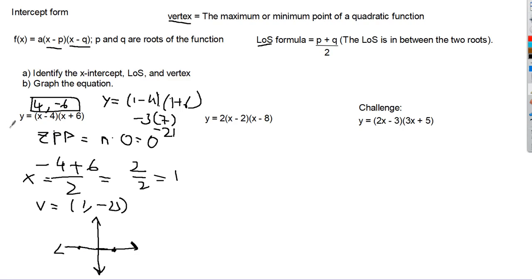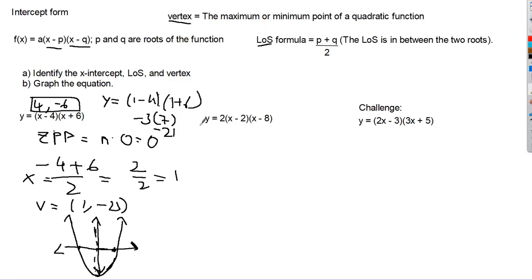Our equation opens upward because x and x multiply together to give x squared. You don't get negative. So our equation is positive, right? Our line of symmetry is x equals 1, so we're going to draw that right there. And then our vertex is at 1, negative 21, which is really down here. Okay, so this is how our equation is going to look. There you go. Easy. Next, let's do the next one.